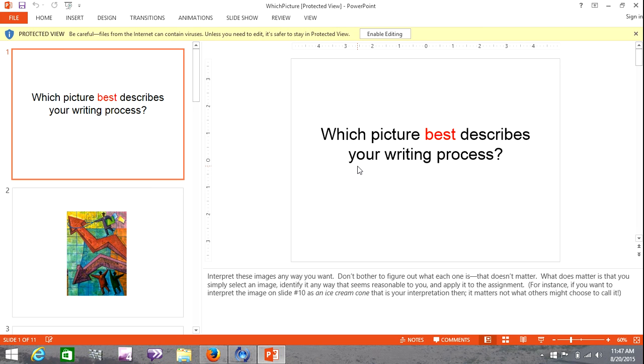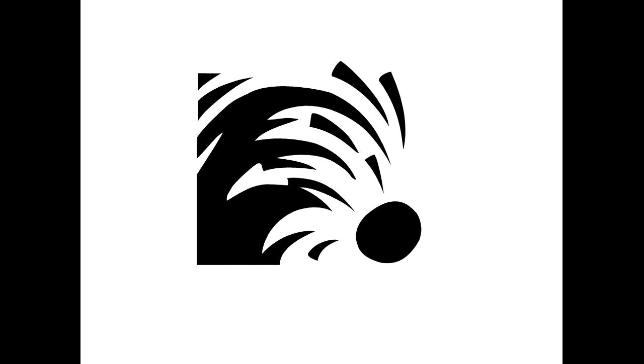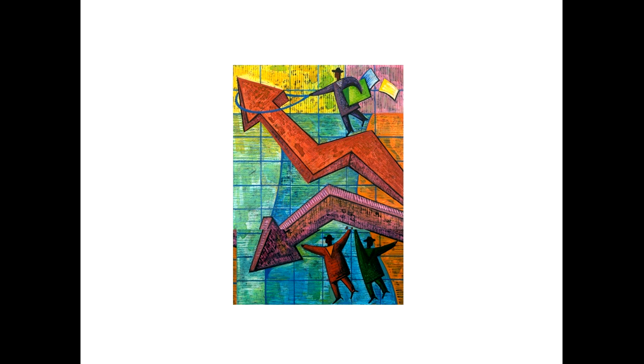Once you get the PowerPoint up, here's a little hint. If you simply hit the F5 key, that will bring this full screen, and then by using your spacebar, you can advance through the images, and by using your backspace key, you can go backwards.